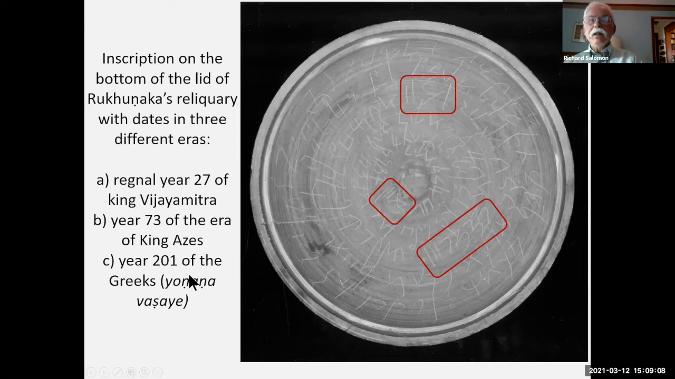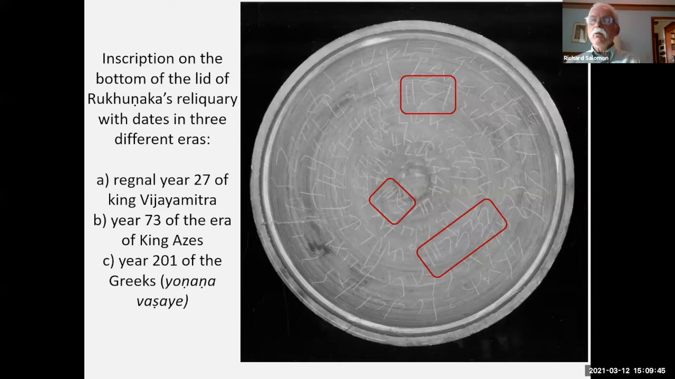So I won't go into the details of the historical significance of all this. It gets quite complicated, but the gist of it is that from this inscription, where we have three dates, or three ways of representing the same date at the same time, this solved some of the major problems of the chronology of this period in history, particularly this year of the Greeks, which had been known to exist, but what it was and what its chronological value was very controversial.